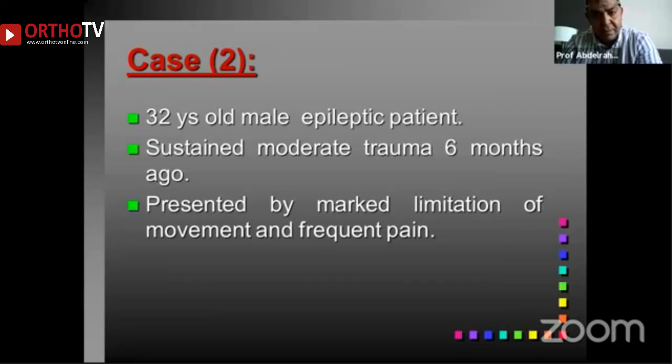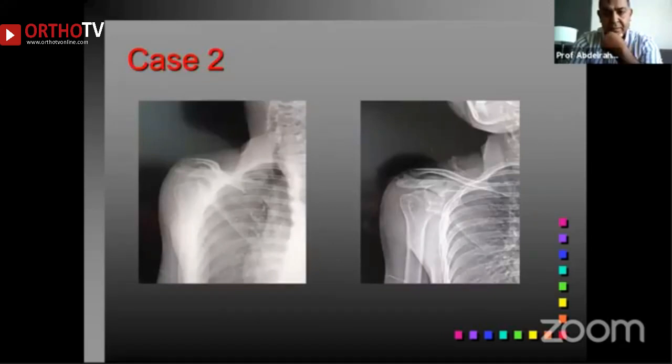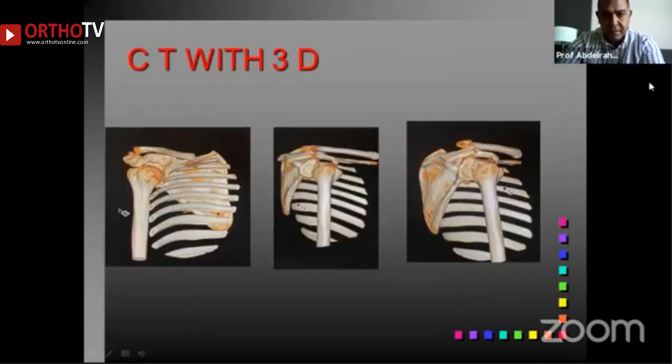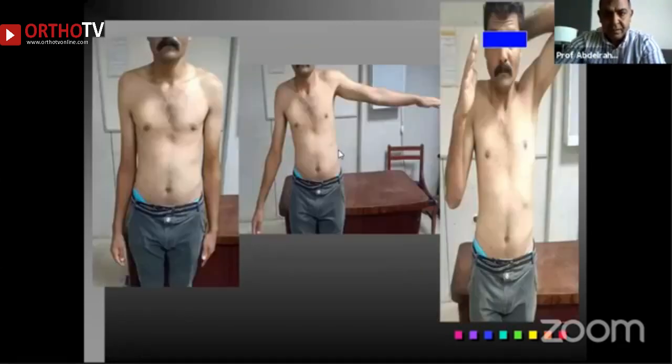Another case was an epileptic patient. He sustained moderate trauma and presented to us 6 months after the trauma with marked limitation of movement. This is the X-ray of the patient. You may be deceived, but on the CT you can see the head coming anteriorly, and the patient also had a very big Hill-Sachs lesion. On CT, you can see the empty glenoid, and the head is locked. This patient had very limited range of motion. He can't raise, no abduction, no flexion.